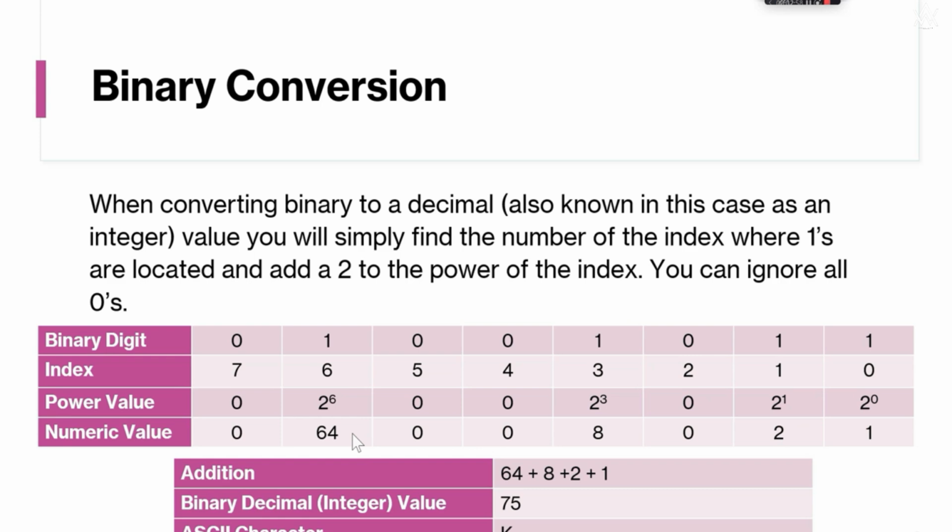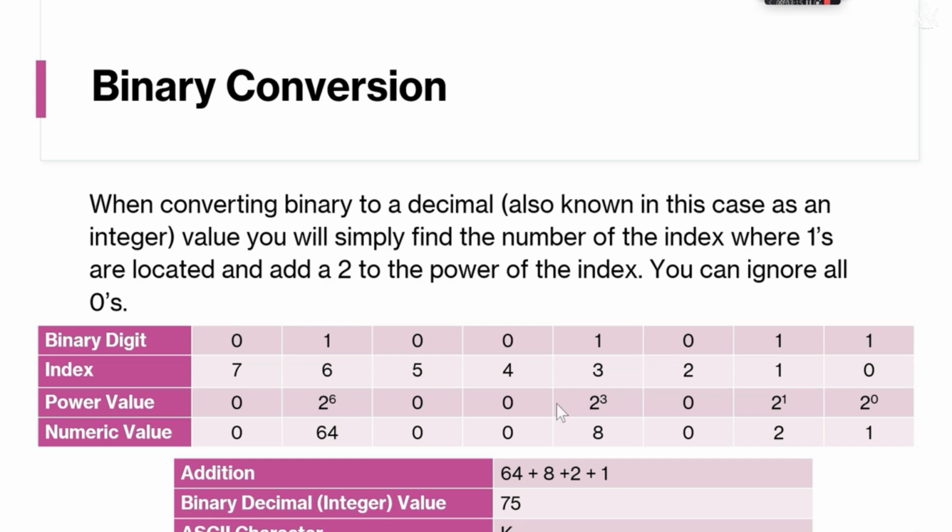Now, in order to turn that into a number, we actually just add up all of the digits together. And so we can see addition, 64 plus 8 plus 2 plus 1 is equal to 75. And so this is the ASCII character of capital K.